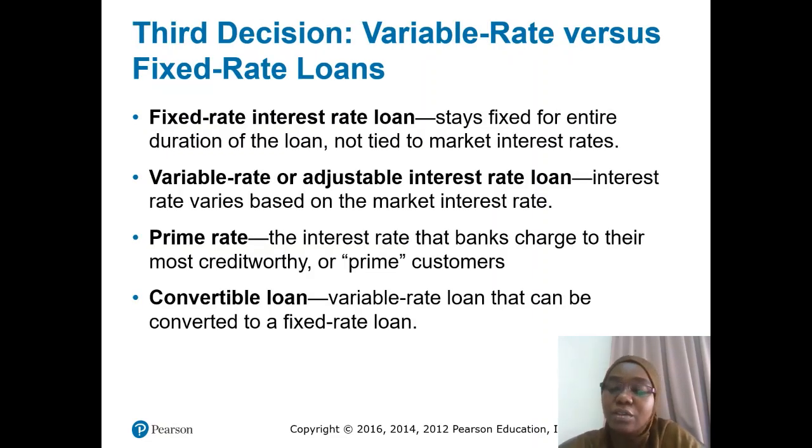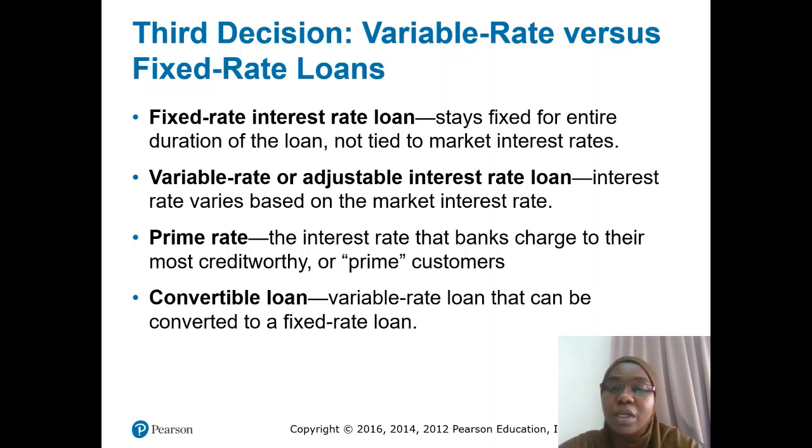The third decision is to decide whether you want a variable rate versus fixed rate loan. Do you want to go for loans where the rate is fixed or where the rate varies? A fixed rate interest loan stays fixed for the entire duration of the loan, whether it's a year or 10 years. It's not tied to the market interest rate. Whether there are fluctuations in the market interest rate or not, the rate that has been fixed for you to pay on the loan will apply.